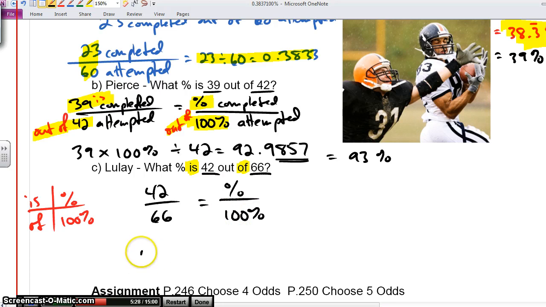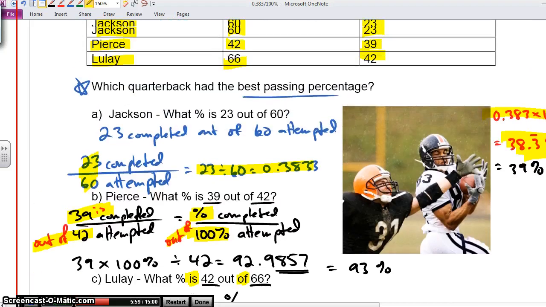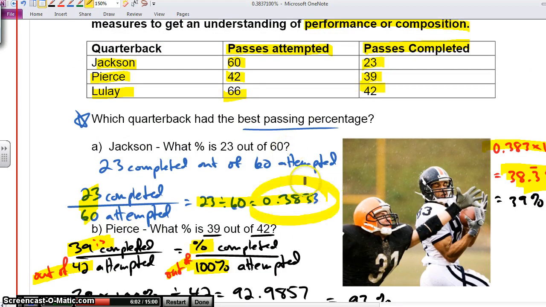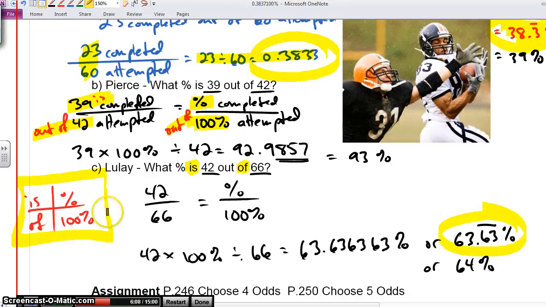We solve that just like we always solve proportions, cross multiply and divide, and that gives us 63.6363 repeating as a percentage. We could use that bar to show that our 63 repeats, or we could round to 64% in this case. Okay, so a couple little things. Keep an eye on those repeating decimals as well. Make sure you know how to use those. We can use the bar. Make sure you're also just setting your proportions up correctly to make it easier for yourself.